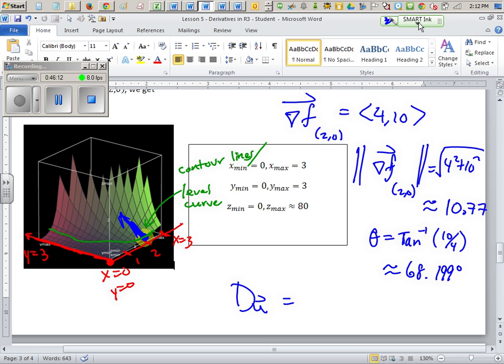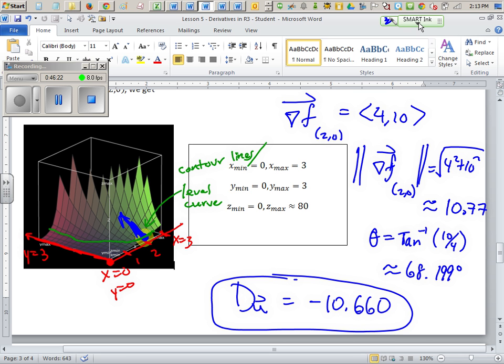du equals, what was it? Negative 10 point what? 660. What is that? Well, you see, the hiker in this problem was wanting to go in the direction of 240 degrees. That was actually given in this problem. So which direction is 240, do you think?